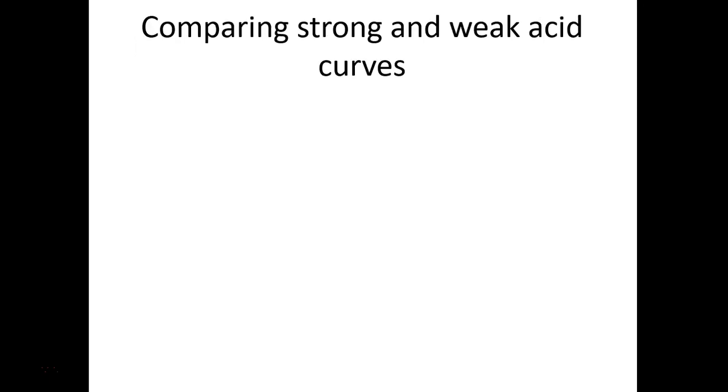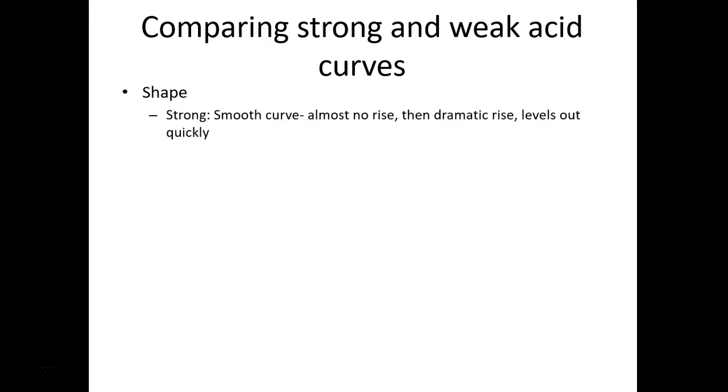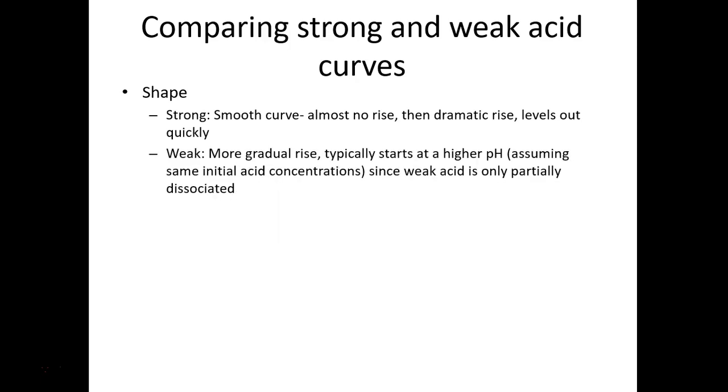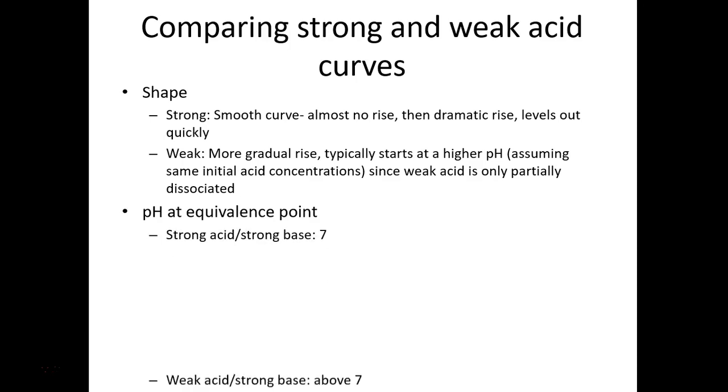Okay, so let's compare these strong and weak acid curves, first in terms of shape. The strong acid curve is going to be a lot smoother. There's almost no rise, a dramatic rise, then it levels out quickly. In the weak acid curve, we have the more gradual rise with that buffered region, and it typically starts at a higher pH, if we had the same initial acid concentrations, because the weak acid is only partially dissociated. The pH at the equivalence point for a strong acid and strong base would be 7. For a weak acid and strong base, it'll be above 7 because of the salt that's produced.